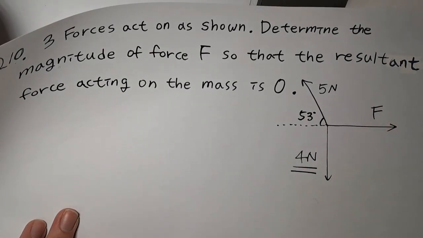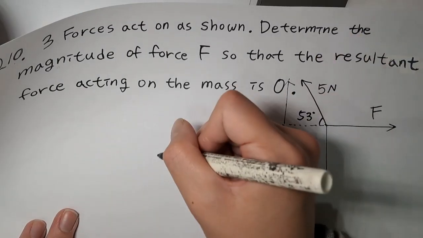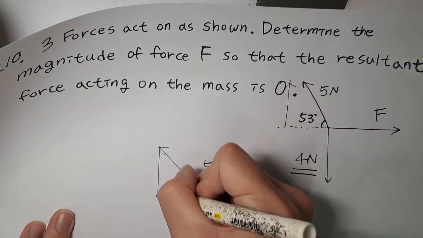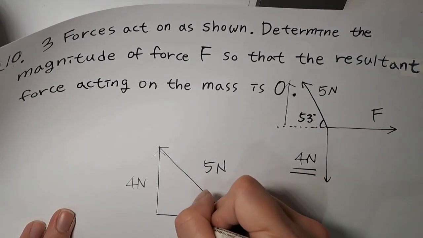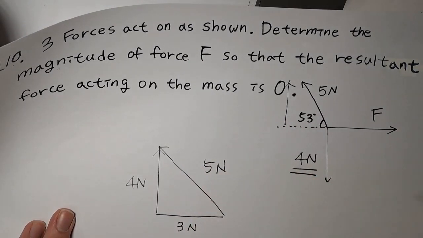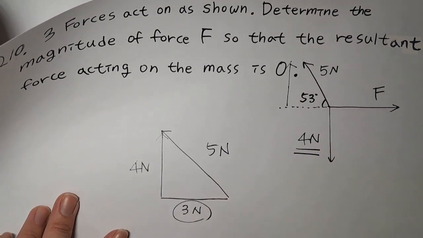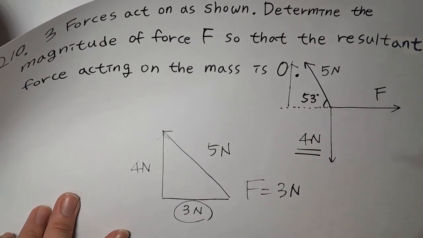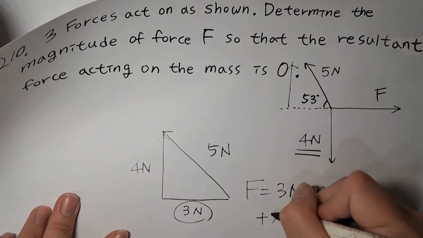And so we are moving this this way to make a triangle. Then this is going to be 3 Newton according to the Pythagorean theorem. So according to the Pythagorean theorem, the force is 3 Newton in the x direction.